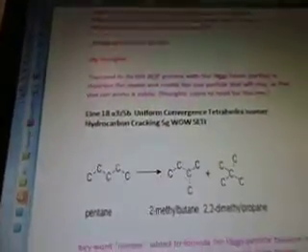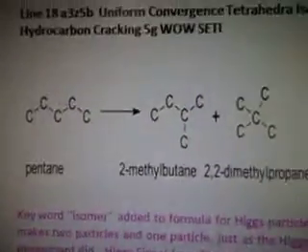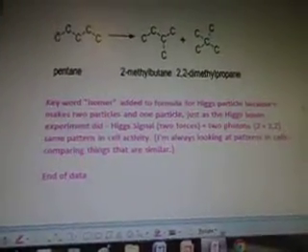Next is line 18A, 3z5b, uniform convergence tetrahydride, isomer hydrocarbon cracking, 5G WOW SETI. There's a diagram for pentane, 2-methylbutane, and 2,2-dimethylpropane. Keyword isomer added to the formula for Higgs particle because it makes two particles in one particle. Just as the Higgs boson experiment did, Higgs signal, 2 forces plus 2 photons, 2 plus 2, 2. Same pattern in cell activity. I'm always looking at patterns in cells, comparing things that are similar. That's the end of that video.